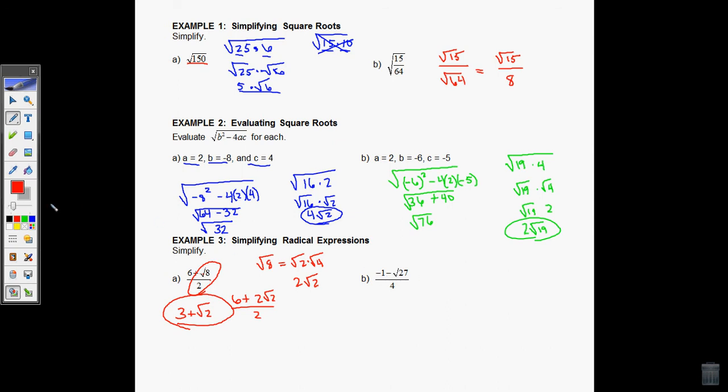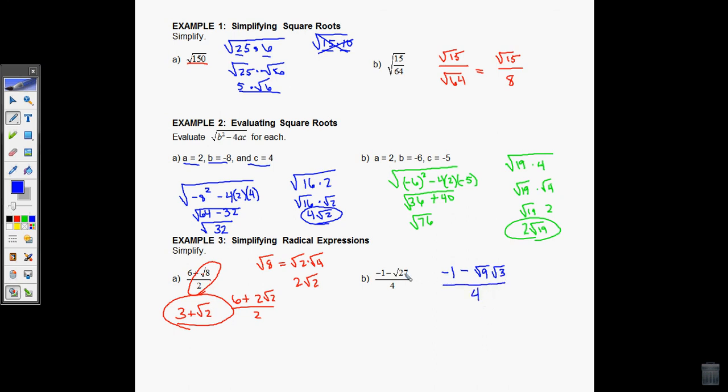Let's try and do part B. This looks like it's going to be a bit more difficult. Alright, let's try and deal with this square root first, because that seemed to be what I needed to do over here. I changed the 8 to something else. So let me see if I can change the 27 into a different number to simplify it. Well, the only way I can really think to simplify 27 would be something like 9 times 3. So I'm going to change this so it says negative 1 minus the square root of 9 times the square root of 3, all over 4 still.